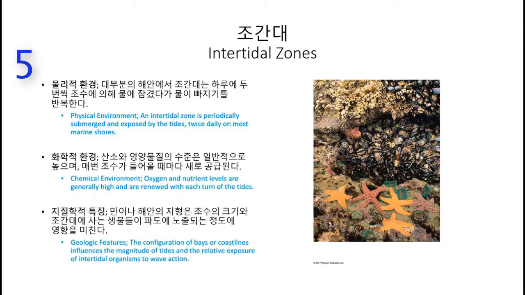Number 5. Intertidal zones. Physical environment. An intertidal zone is periodically submerged and exposed by the tides, twice daily on most marine shores. Chemical environment. Oxygen and nutrient levels are generally high and renewed with each turn of the tides. Geologic features. The substrates of intertidal zones, which are generally either rocky or sandy, select for particular behavior and anatomy among intertidal organisms. The configuration of bays or coastlines influences the magnitude of the tides and the relative exposure of intertidal organisms to wave action.